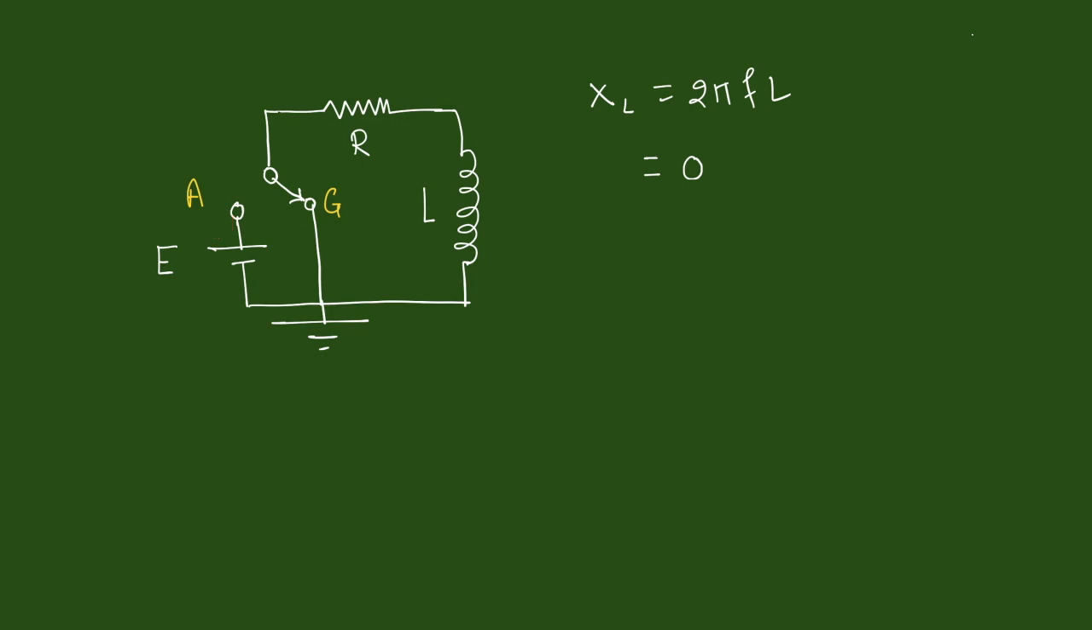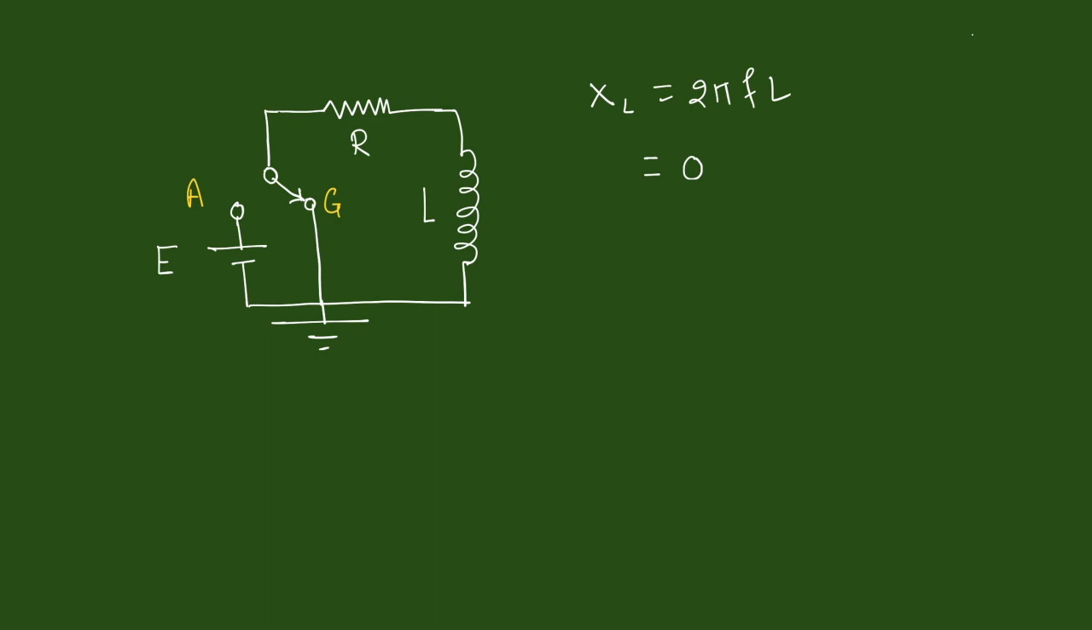At time t equal to 0, we'll shift the switch from point G to point A. That means when we connect the voltage source across the series combination of resistor and inductor is considered as time t equal to 0. As for DC source, inductive reactance is 0 when we connect the voltage source in the circuit by shifting the switch from G to A. Current in the circuit using Ohm's law should be equal to E upon R.